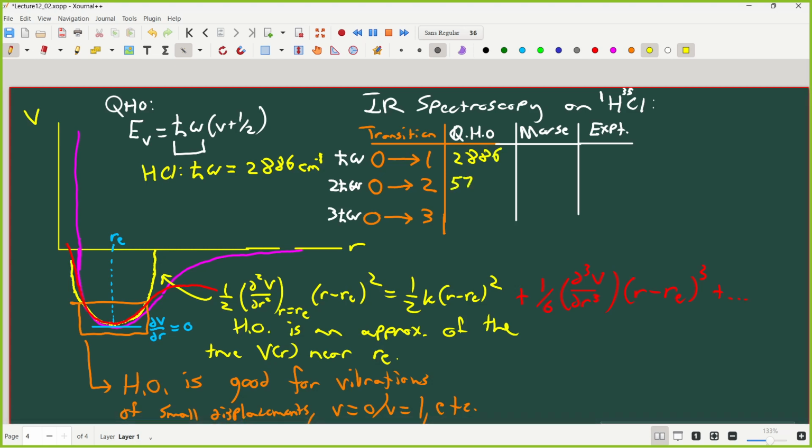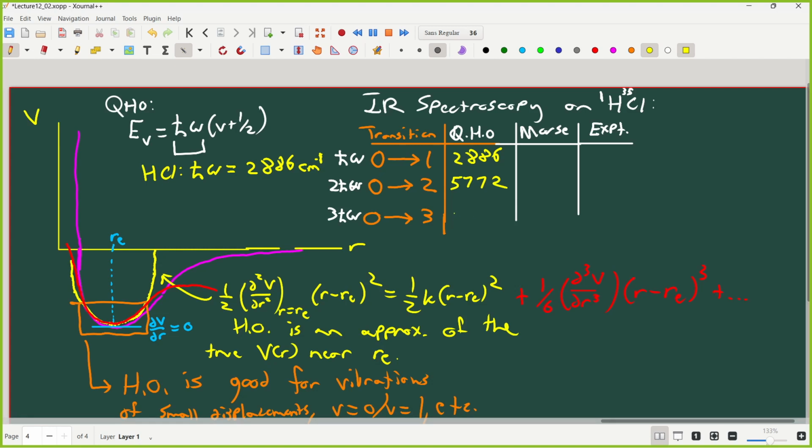This one's going to be at 5772. And this one's going to be at 8658 wave numbers. Remember, 2886 wave numbers is around where you find carbon-hydrogen stretches in your IR. The IRs here don't go high enough to reach 5772 or 8658 wave numbers. They're getting into the near infrared, so you need a different detector for those. But you can certainly measure them.